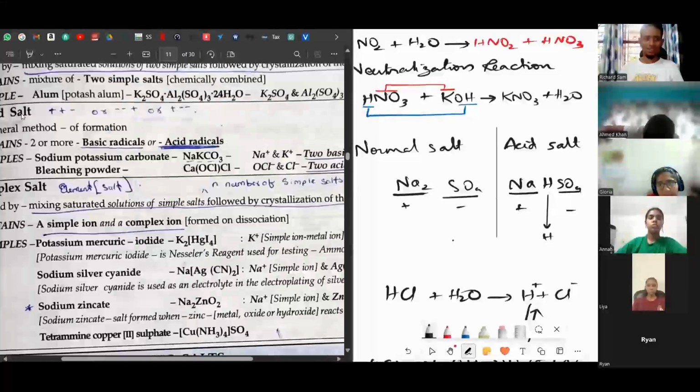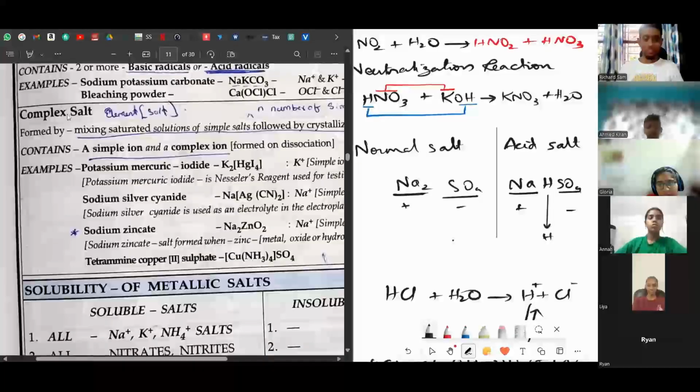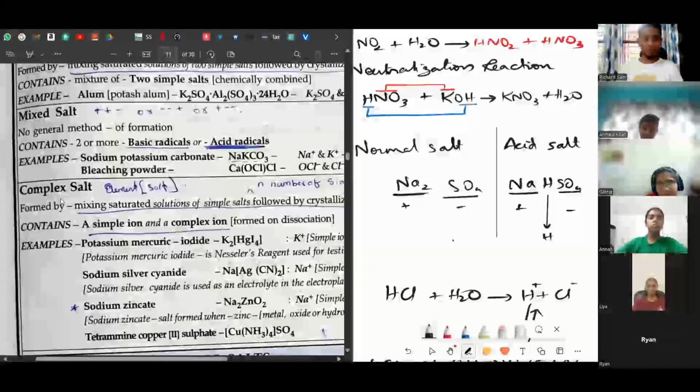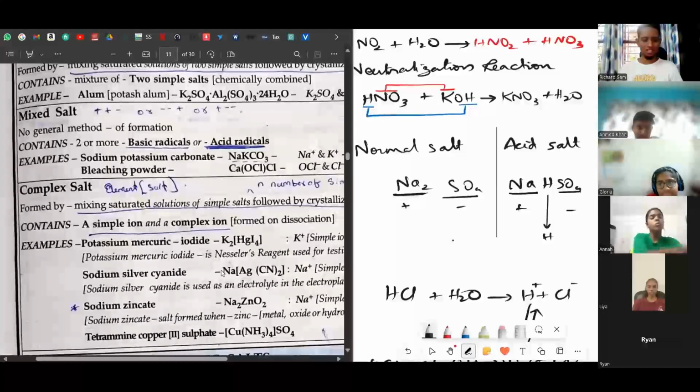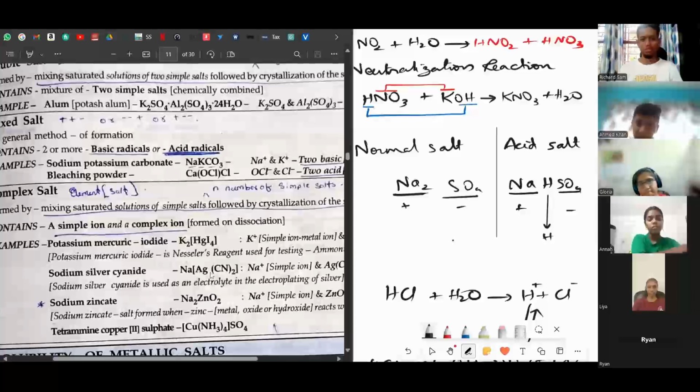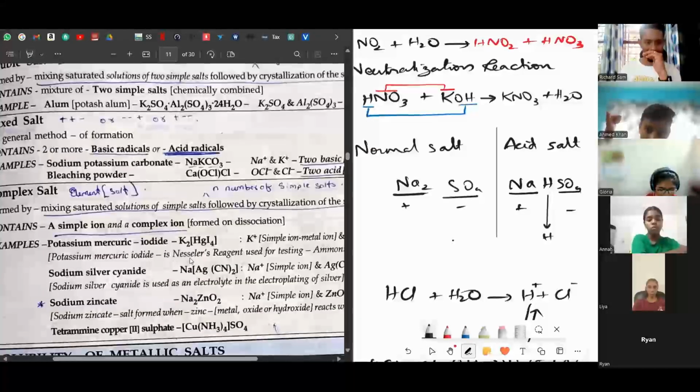So you'll have either one positive and two negative radicals, or two positives and one negative radical. Again, not important. And then you have complex salts. There are a few of them. You use them in some reactions, like this Nessler's reagent.